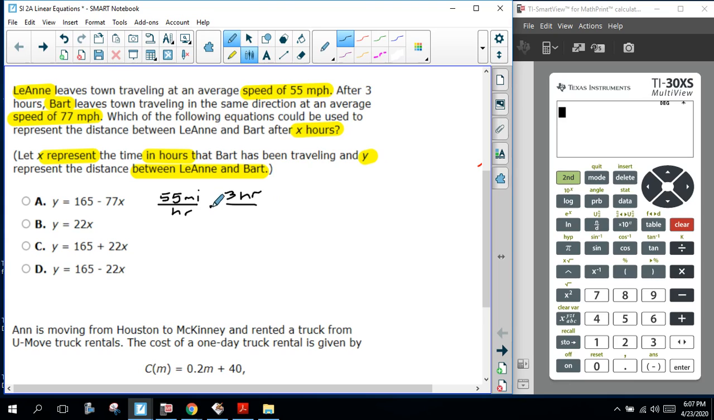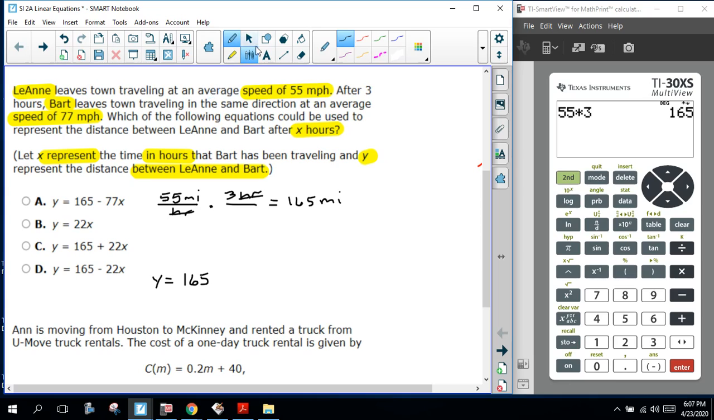And remember, we talked about the unit we want, the number of miles between them, goes on the top of our ratio, and the units that we want to cancel out will go on top and bottom. And when we do this, we see that we're going to multiply. Well, if you take that 55 times the 3, we end up getting the distance between them at this point is 165 miles. Now, let's start our equation. What does Y represent? Y represents the distance between. The starting distance between, after Leanne's had this 3-hour head start, is 165 miles.